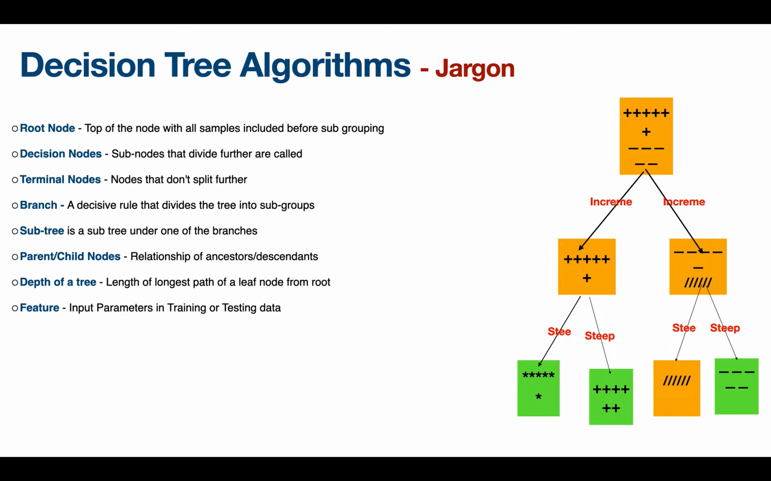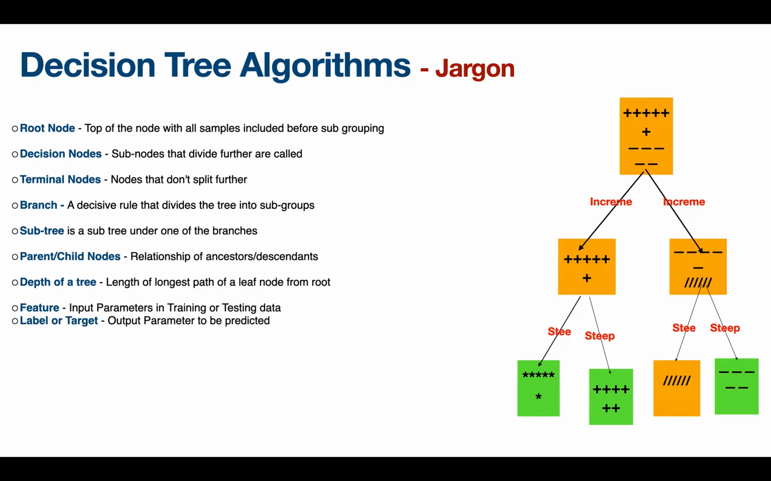And then feature really refers to the input columns, right? In training or testing data. So this is the input. We can clearly consider the input columns, which are normally called features in machine learning terminology. So in this example, increment and steep that we are considering here, those are the features, right?